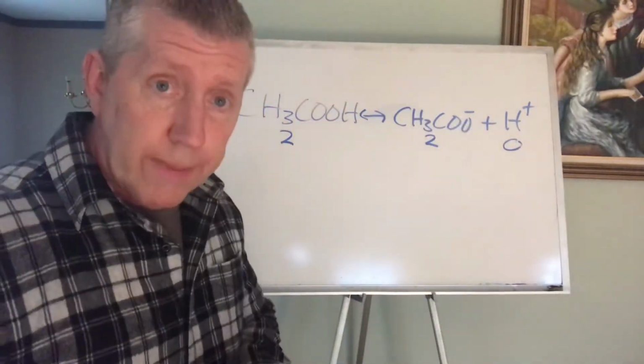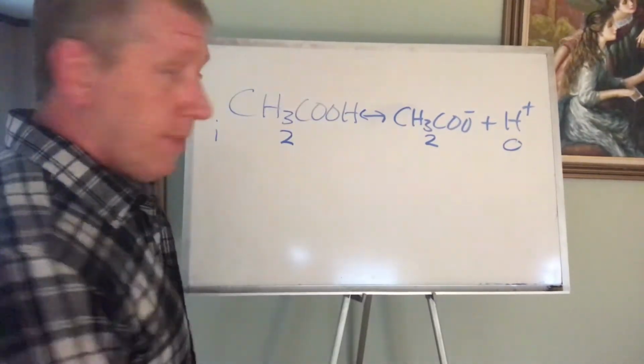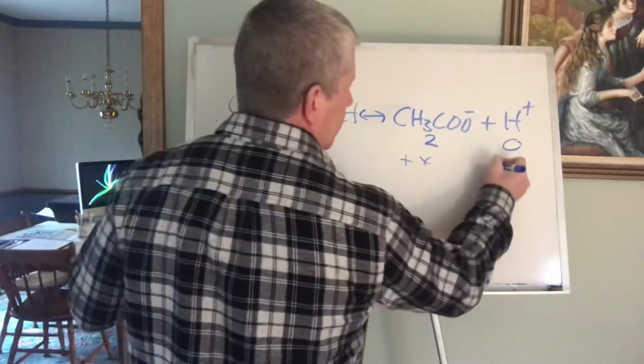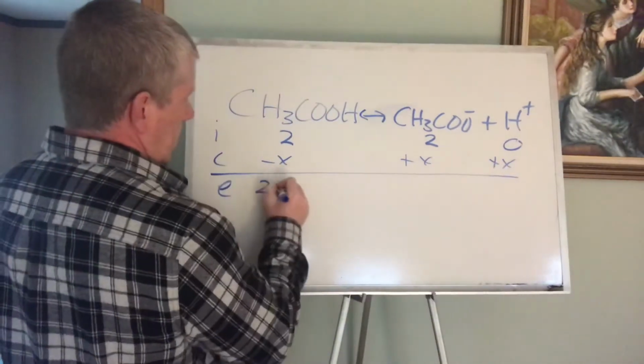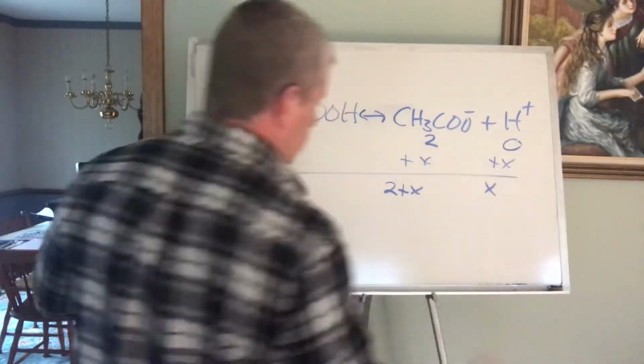So let's do what we've been doing for weeks. Let's figure out what the pH of this is. So change negative X, positive X, positive X. 2 minus X, 2 plus X, X.